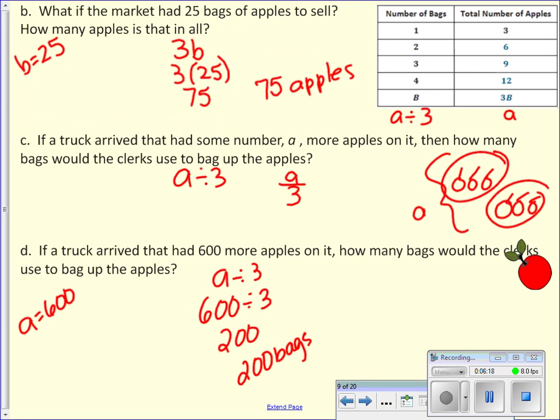So what is the difference between B here and D here? What was the difference? I was going from what to what in B? Right. And what operation did I use? And what about for D?